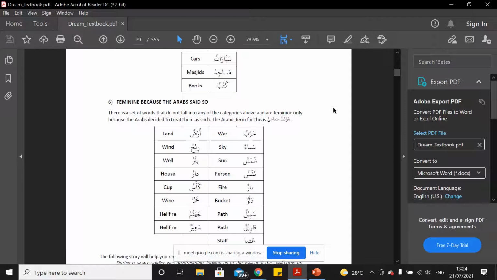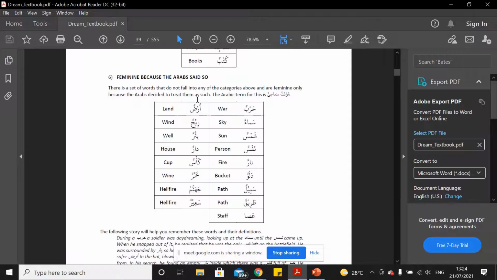Then we talked about the last category, which is feminine because the Arabs said so. These are muannas sama'i words. There are a few words and we have to remember them. There is a word for war, which is harbun. It looks like it's masculine, but the Arabs have said that we will consider the word harb as feminine, whether singular, plural, or dual. And we'll be using the feminine pronoun for it. We will not say huwa, we'll say hiya. Not anta, anti. I know we're not talking about you, I'm just trying to explain. We will consider them as feminine.